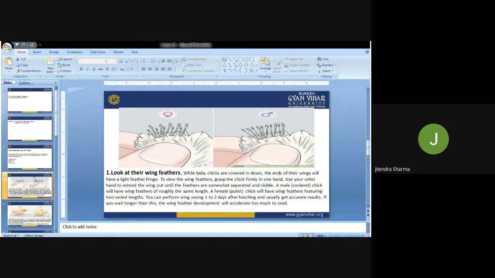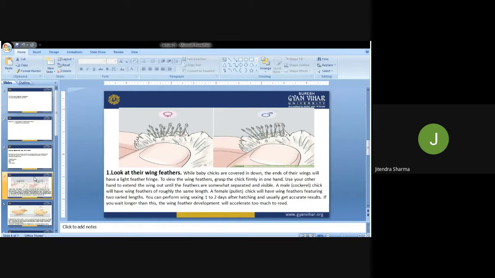To view the wing feathers, grasp the chick firmly in one hand. Use the other hand to extend the wing out until the feathers are somewhat separated and visible. A male cockerel chick will have wing feathers of roughly the same length.